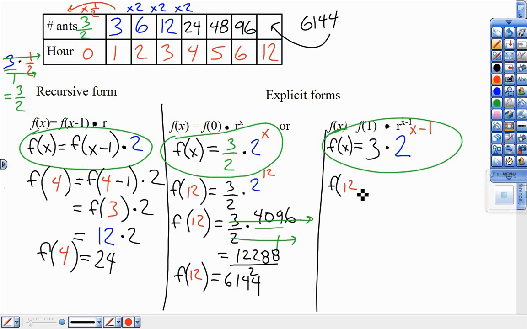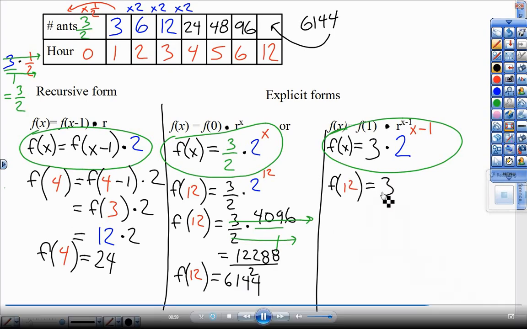When I plug that in, f of 12 equals 3 times 2, and I put a 12 right here, 12 minus 1. That gives me 3 times 2 to the 11th power. Never times this 3 and 2 first to get 6. Never. Do 2 to the 11th first. 2 11 times listed out. Calculator does it quick. Never times 2 times 11 to get 22. Never. 2 times 2 times 2, 11 times, 2,048. And then that times 3 gives me that same answer.